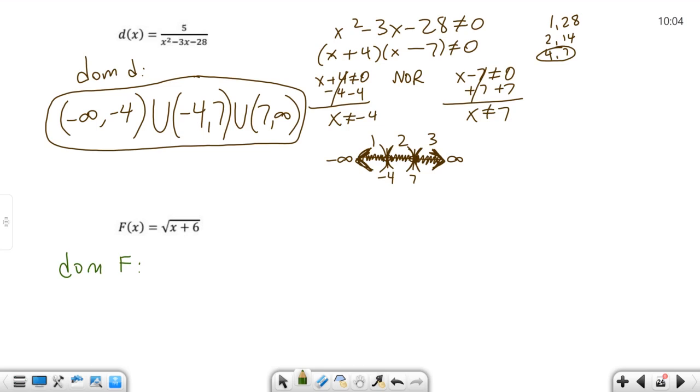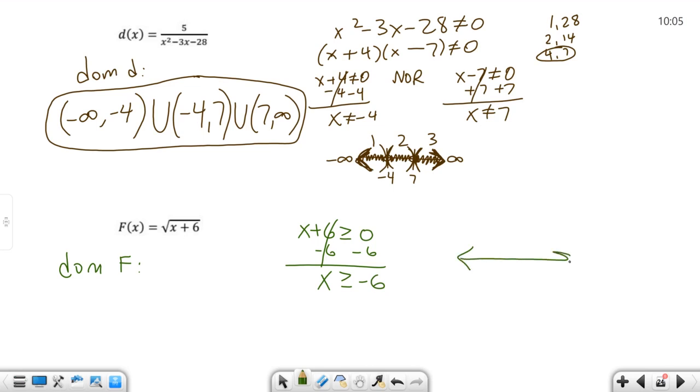So on this one, is there anything that would restrict my domain? And I say yes, because I have an even root right here, right? I have a square root. So when I have an even root, the process step is x plus 6 is greater than or equal to 0. When you have a fraction with x in the denominator, the process step is not equal to 0. When you have an even root, it's greater than or equal to 0, because you can't take the square root of a negative, not in real numbers. So this is a real valued function. So then how do I solve this? Well, I'm going to subtract 6 from both sides. X is greater than or equal to negative 6.